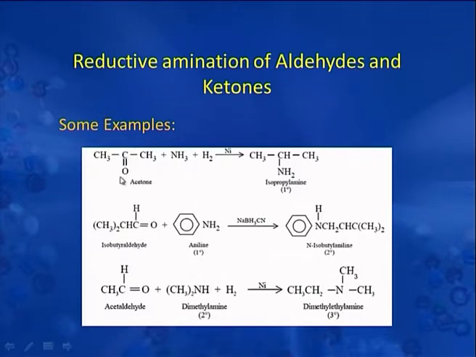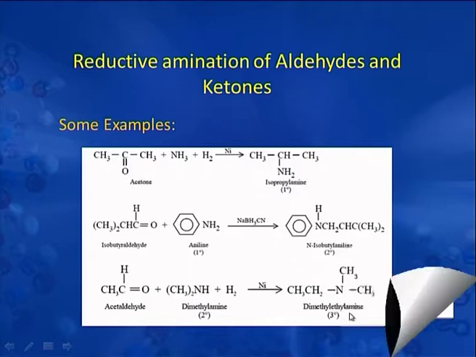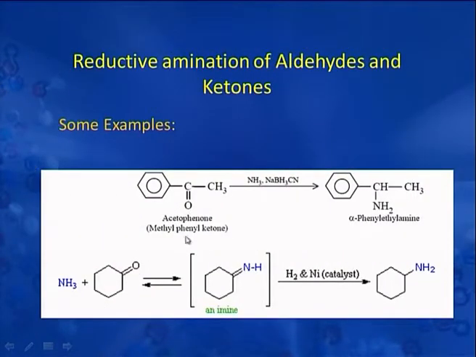You can see that this is acetone reacting with ammonia and hydrogen in presence of nickel and produces the corresponding amine, that is 2-aminopropane. This is isobutyraldehyde reacting with a primary amine. Therefore, it produces a secondary amine. And here you can see this is acetaldehyde reacting with a secondary amine, that is dimethylamine, and produces a tertiary amine. Here are a few more examples. This is acetophenone, which upon reduction forms 1-phenylethanamine, and in this particular example cyclohexanone is treated with ammonia. It forms an imine which upon reduction forms cyclohexylamine.